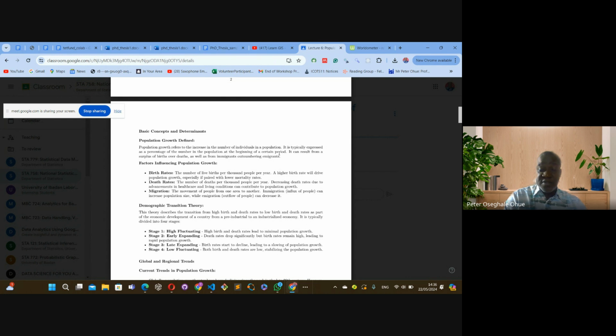Okay, so it is typically expressed as a percentage of the number in the population at the beginning of a certain period. It can result from a surplus of birth rate over death rate, as well as from immigrants outnumbering emigrants. So there are many factors that can determine the population growth, whether increase or decrease, but they can be subdivided into two. One is the birth and death rate dynamics, and secondly, the migration dynamics.